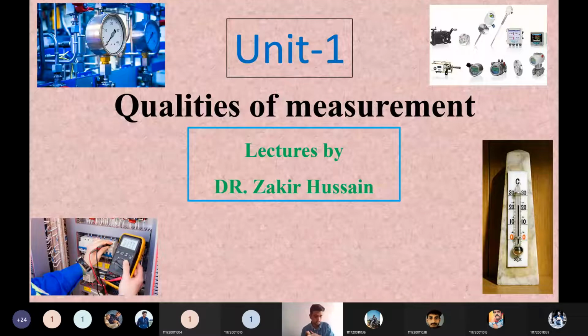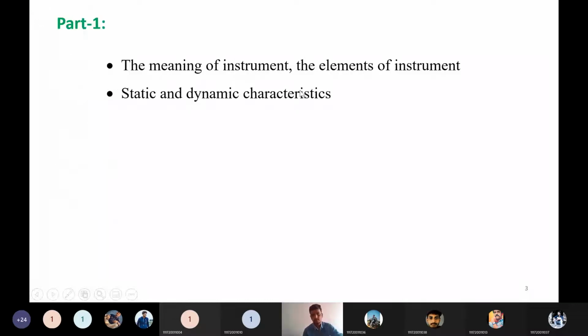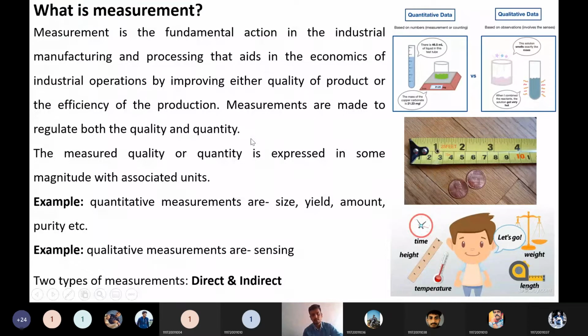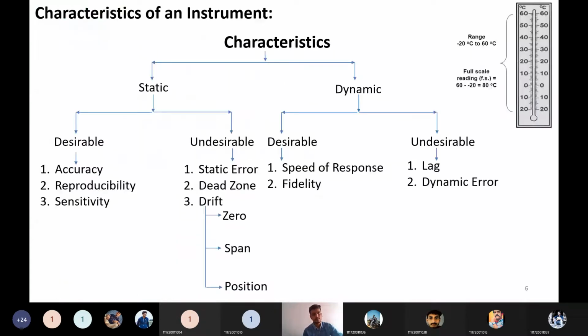So we were seeing this unit 1, qualities of measurement. In this one, so far we have covered all the contents. Part 1, we have divided into 3 different parts. In part 1, we have entirely covered what is measurement, what is the meaning of measurement, then what are the instruments, functions of the instruments and elements of an instrument. Then we have seen the characteristics of instruments like static and dynamic characteristics.